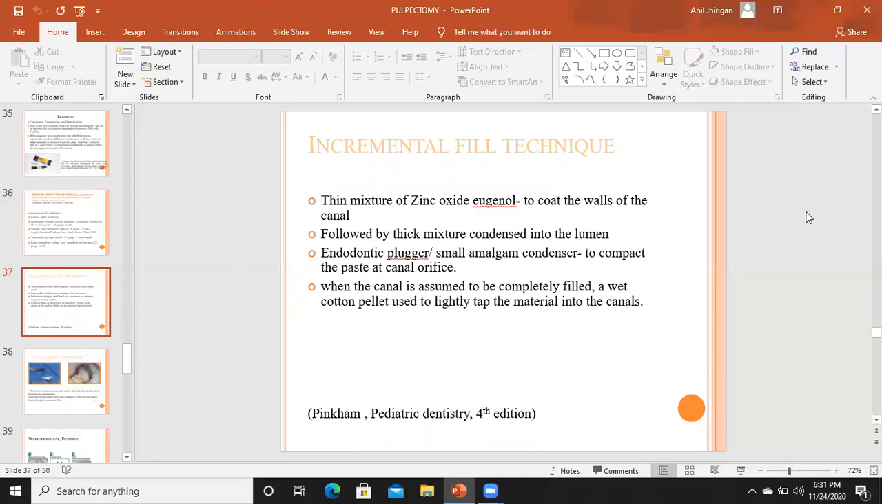Now, coming on to the incremental fill technique, this technique is used for zinc oxide eugenol. In this, a thin mix of zinc oxide eugenol is used to coat the walls of the canal, followed by a thick mix condensed into the lumen. An endodontic plugger, a small amalgam condenser, is used to compact the paste at the canal orifice. Now, when the canal is assumed to be completely filled, a wet cotton pellet is used to lightly tap the material into the canals.